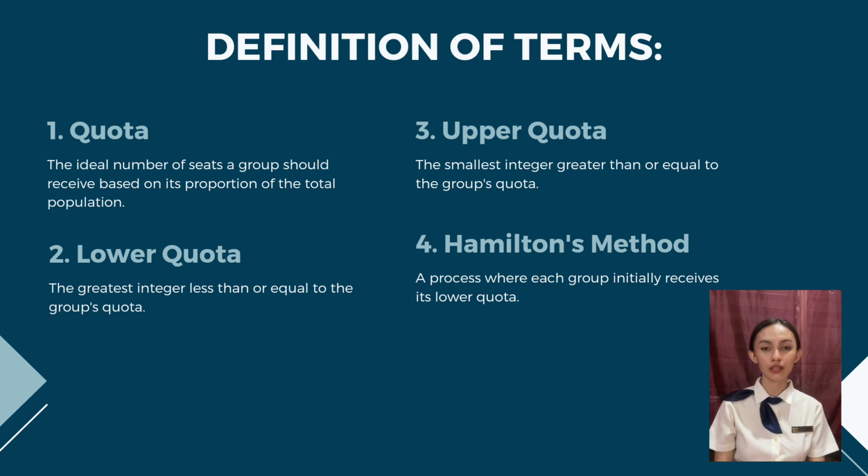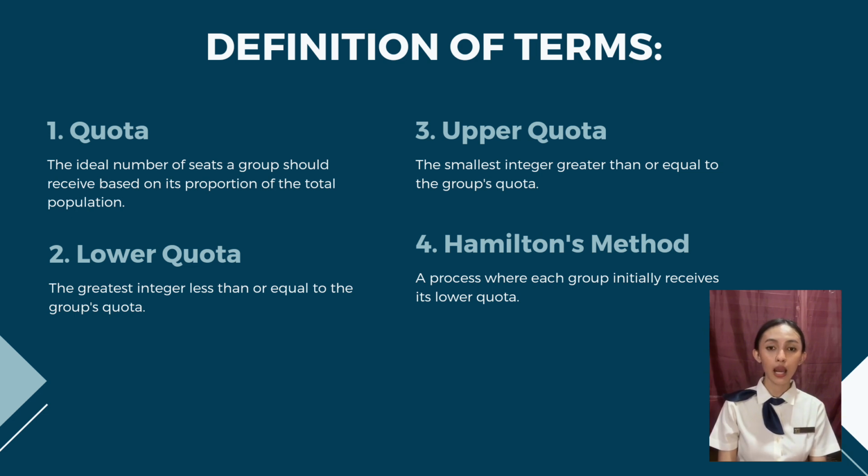Alexander Hamilton's method is a mathematical approach used for apportioning seats or resources among different groups based on their sizes. Here are some key terms related to this method. First is quota. The ideal number of seats a group should receive based on its proportion of the total population. Second is lower quota. The greatest integer less than or equal to the group's quota. Third is upper quota. The smallest integer greater than or equal to the group's quota.